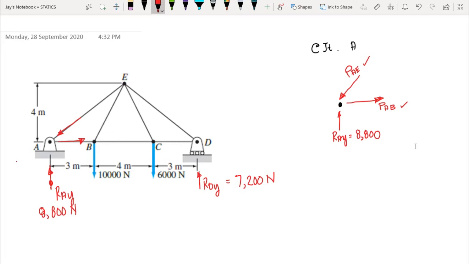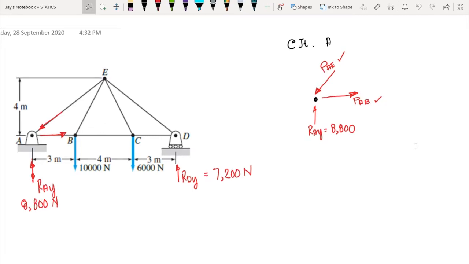If we sum up moment at joint A, we cannot generate moment or rotation since walang perpendicular distance ang mga forces natin. So what should be the first thing that we need to do here? We can use the equilibrium equations, summation of forces horizontal or summation of forces vertical. But if we use summation of forces horizontal first, we would have two unknowns.